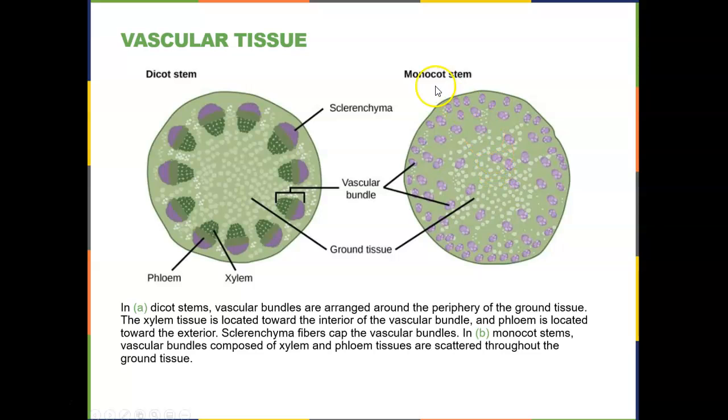When we look at the monocot stem, so this would be grasses and plants like corn, monocots have a single cotyledon, veins in the leaves which are parallel, and flower parts of 3. We still have vascular bundles with xylem and phloem, but they're arranged in a scattered pattern all over the place. And then in between, we have the ground tissue.